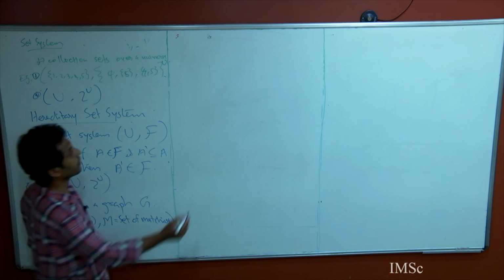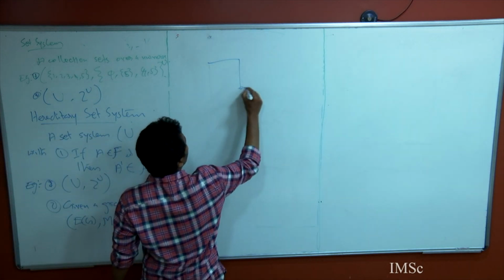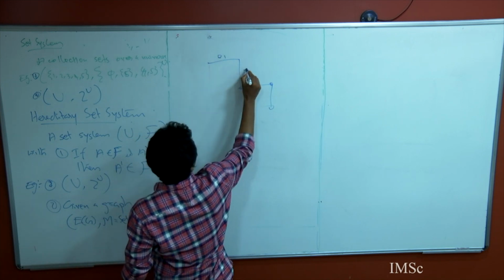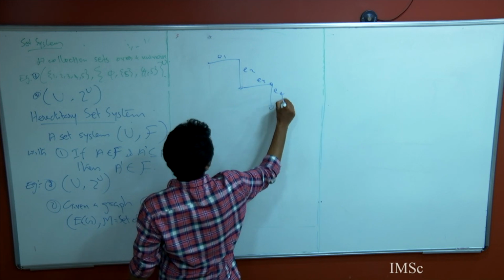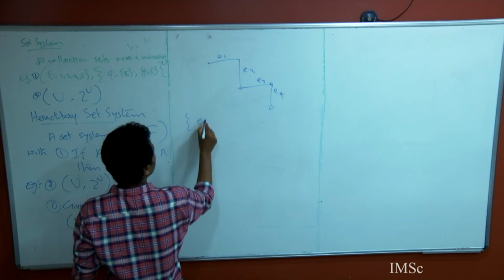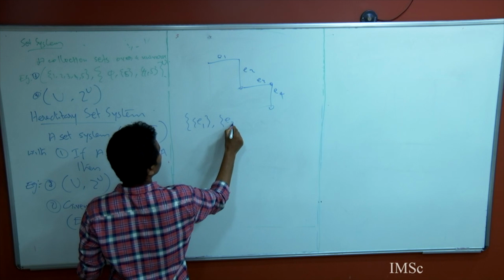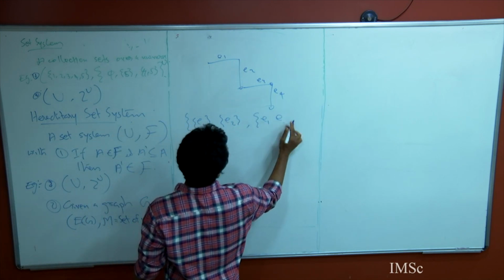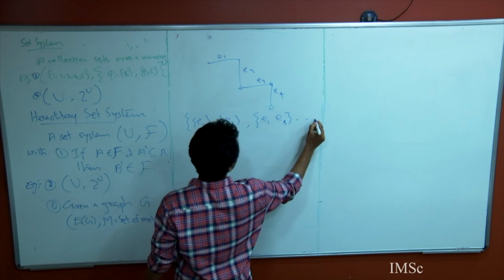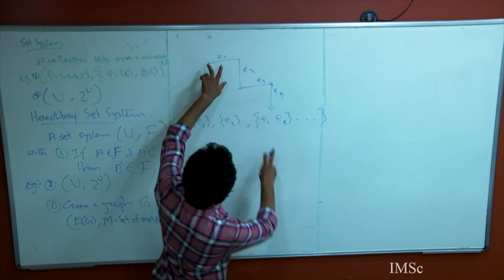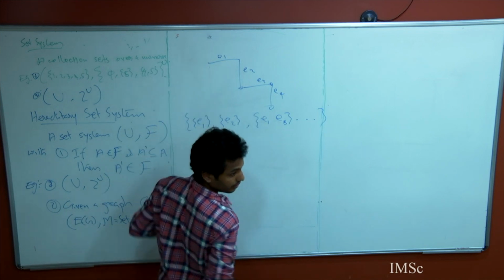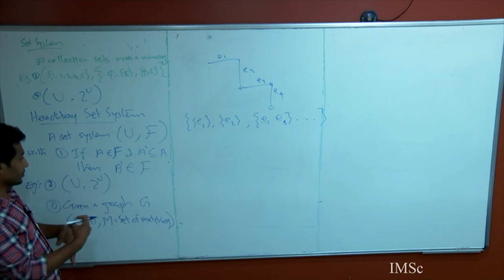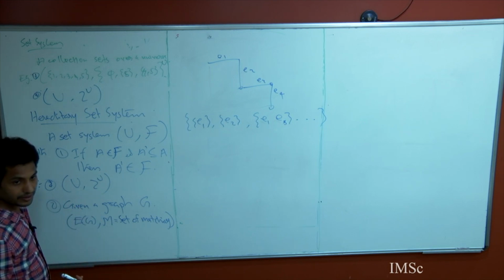For example, the graph looks like this, with edges E1, E2, E3, E4. Then {E1} will be there, {E2} will be there, and then say {E1, E4}, {E1, E3} will be there, like that. Look at {E1, E3}, it's a matching. Take any matching and take its subset, it's also a matching. So it satisfies the hereditary property.